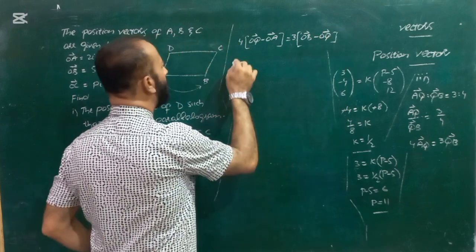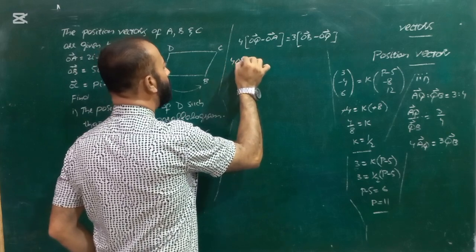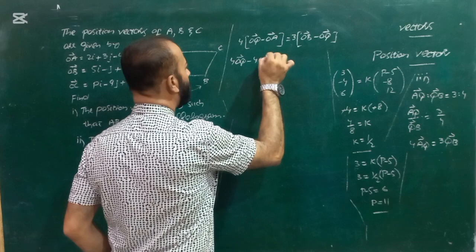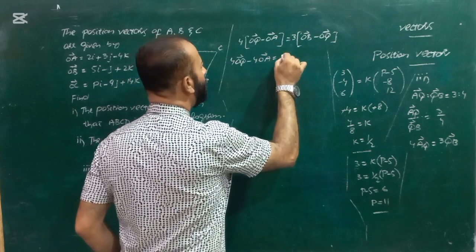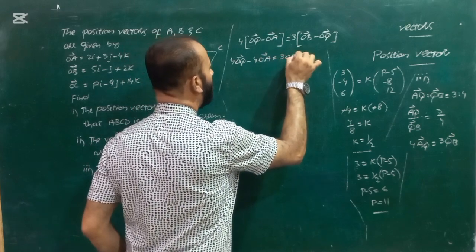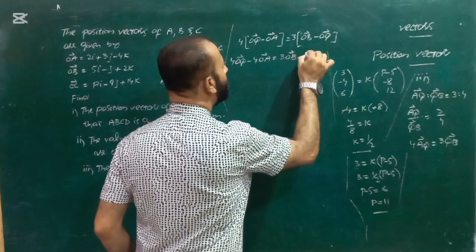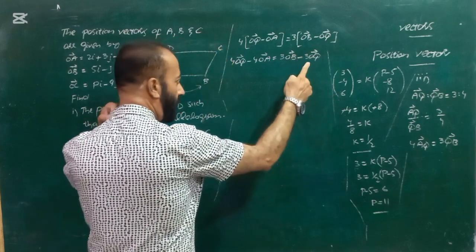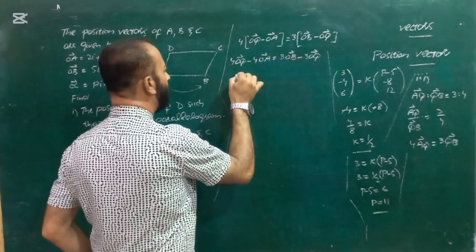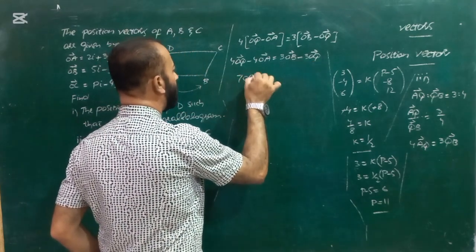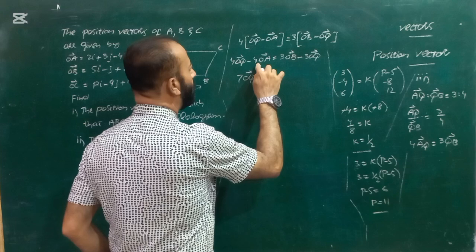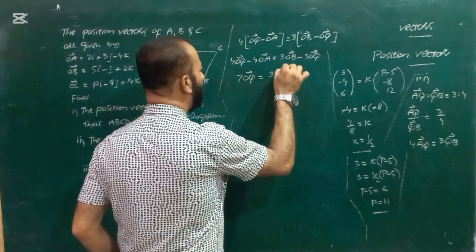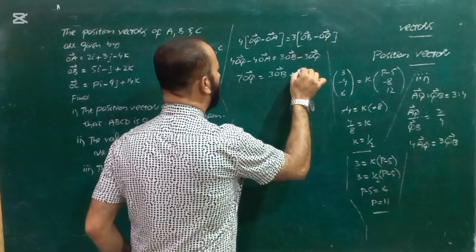Okay, from here open the bracket, 4OQ minus 4OA equal to 3 times of OB minus 3 times of OQ. So minus 3OQ will come here, it will make 7OQ now. And this 4OA will go to the right side, so 3OB plus 4OA.